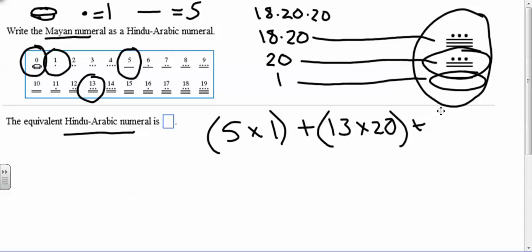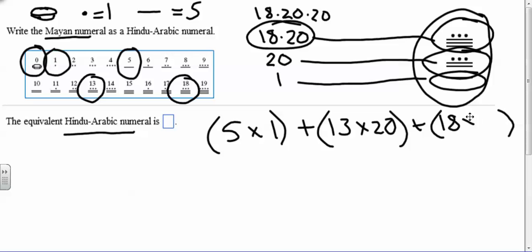And then the next place value, we have 5 plus 5 plus 5 is 15, plus 1 plus 1 plus 1 is 18. And again, you could use the cheat sheet over here, the chart. And we have 18. But that place value is the 360s. So times 360, or times 18 times 20, which is 360. So then we have to multiply that out.